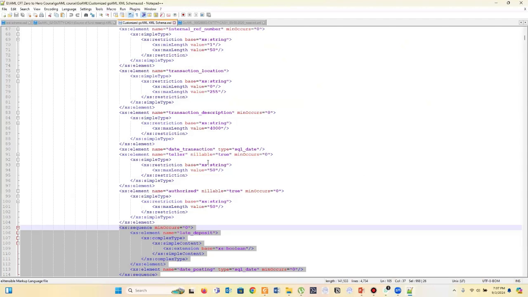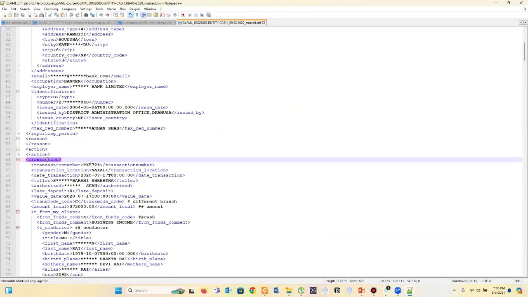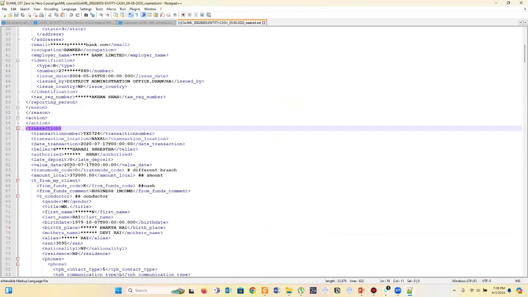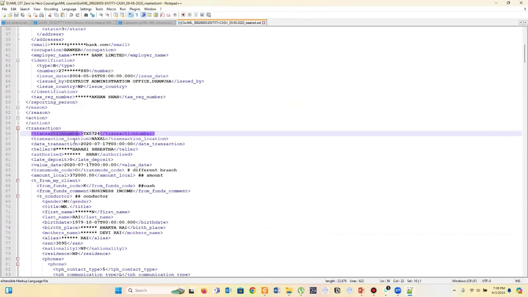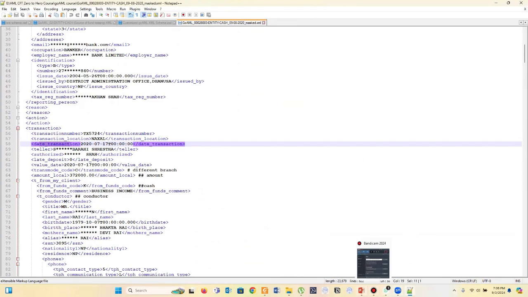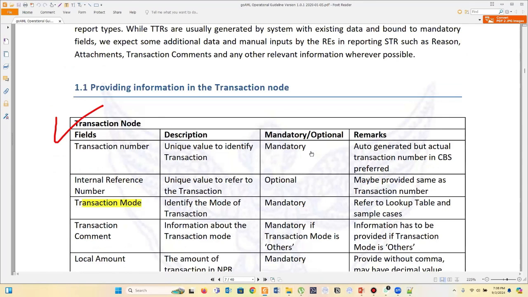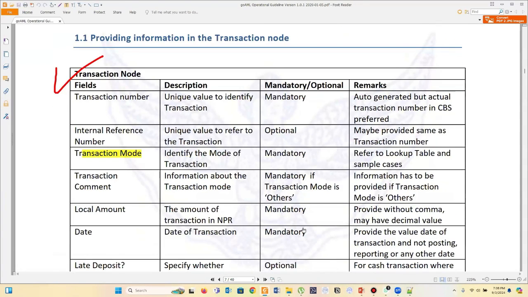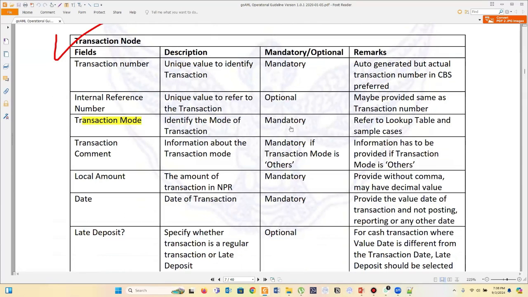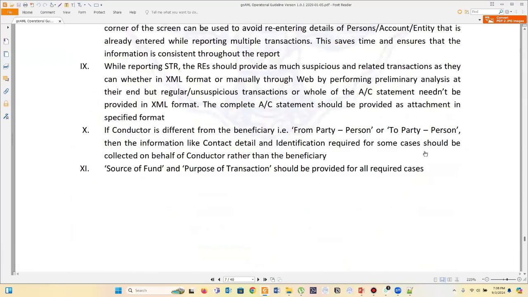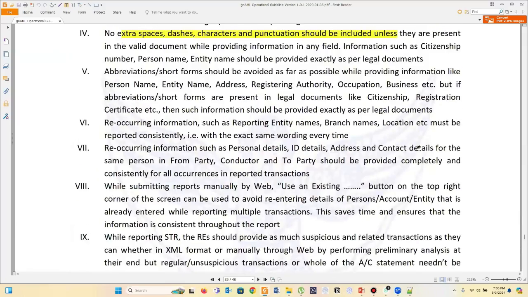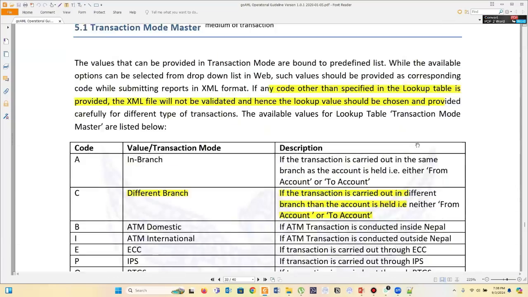If you look at this XML file, there is this transaction node, and this includes that information: transaction number, transaction location, date transaction. If you look at this table, here it is mentioned these are the mandatory fields. On the basis of these mandatory fields, you need to generate XML tags. And at the bottom of this page, I have already shared this document, so you can look it up when you have time.